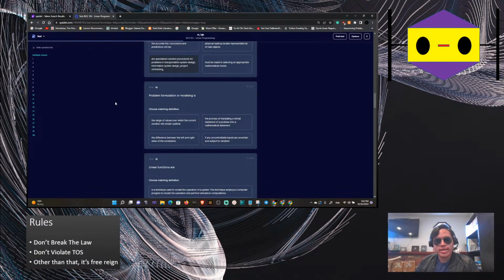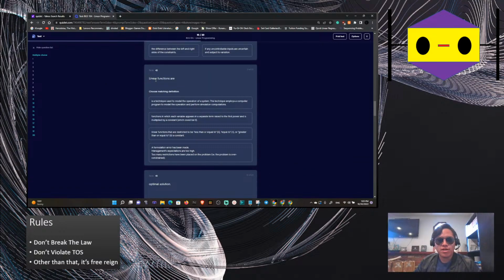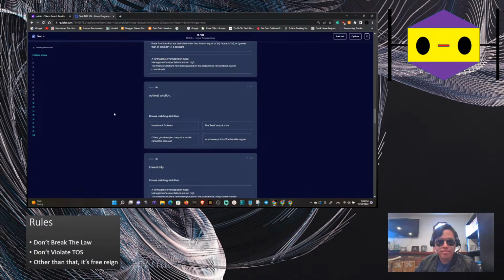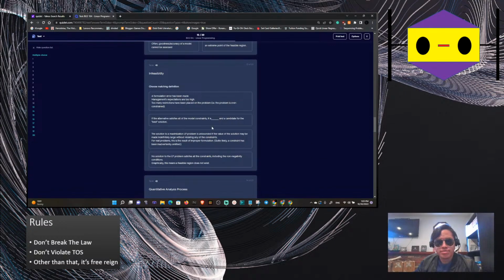Problem formulation or modeling is the process of translating a verbal statement of a problem into a mathematical statement. Yes. Linear functions are functions in which each variable appears in a separate term raised to the first power and multiplied by a constant, which could be 0. Optimal solution, the best output is the optimal solution. Infeasibility is a formulation error has been made, management expectations are too high. No. If the alternative satisfies all the model's constraints, it is infeasible and a candidate for the best. No.